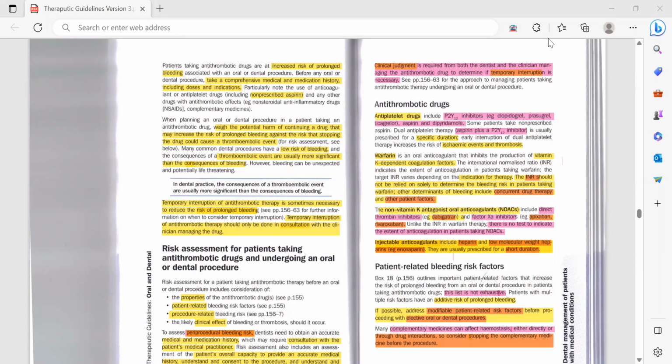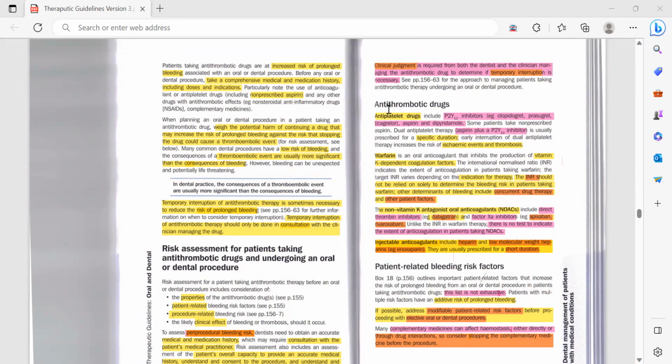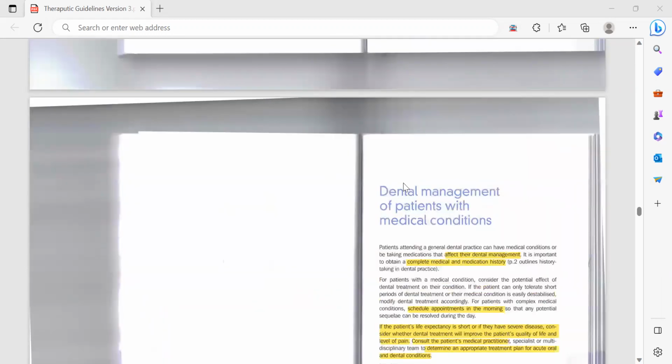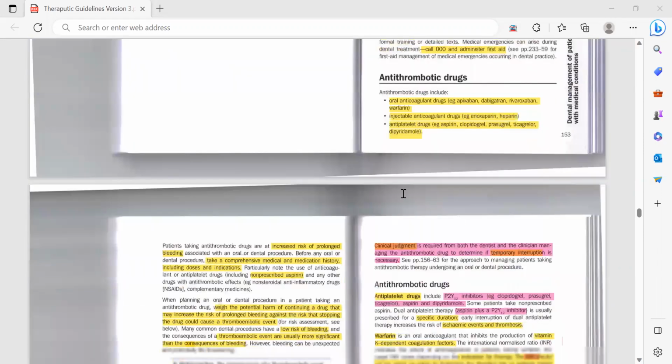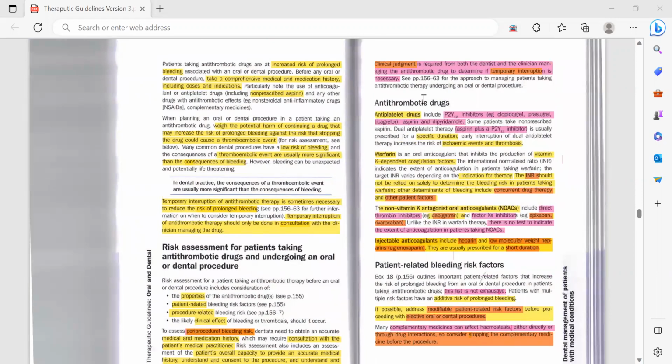All right, so we need to start with this topic here from the TV, which we were discussing about dental management of patients with medical condition, and we are on this page 155. So we will start from antithrombotic drugs. If any patient is taking these drugs, how can we do their risk assessment, whether it is safe to proceed with the treatment or we may need to alter their doses.